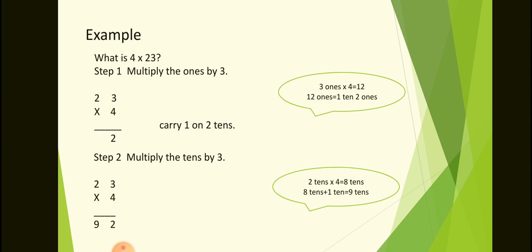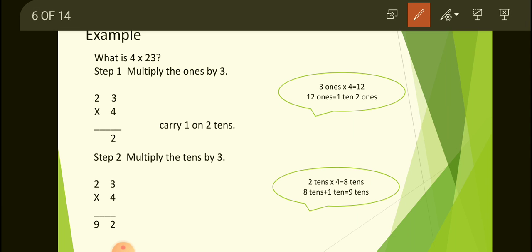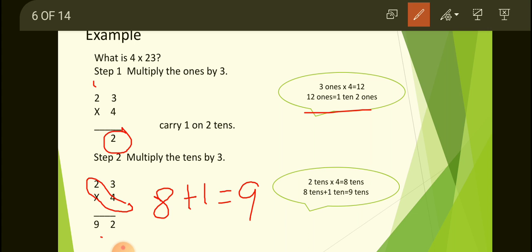Example: what is 4 multiplied by 23? So starting with the ones, 4 3s are 12. Okay, it's a regrouping. So 4 3s are 12, and 12 means 1 ten and 2 ones. So I will write 2 here and take 1 as a carry. Then 4 2s are 8, and 8 plus 1 equals 9. So this is my 9. So the answer will be 92.